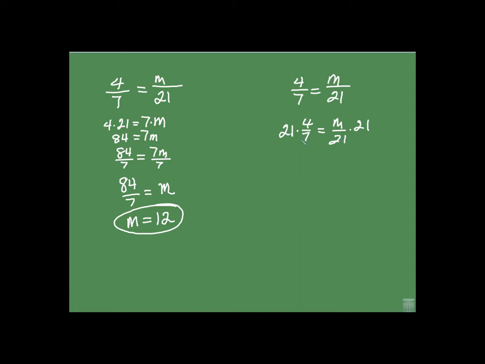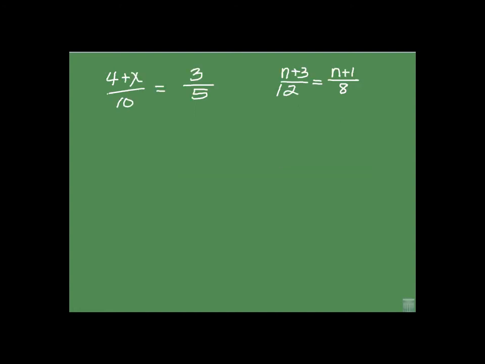Now, 21 times 4/7 is 84/7, and m over 21 times 21, we can cancel the 21s and we get m. And notice that this is exactly the same equation we got from using the other method. So this shows that whether we use the cross-multiplying method or we solve this like a one-step equation, we still get the same answer.